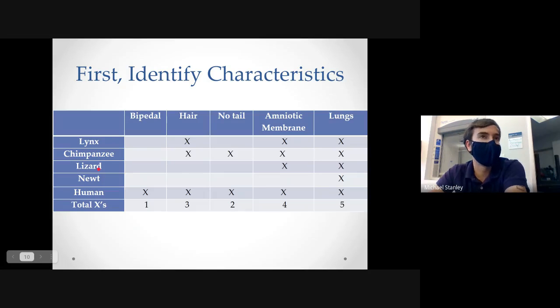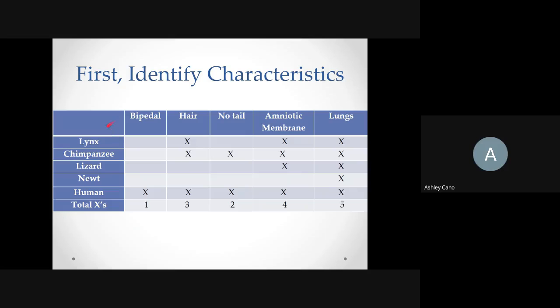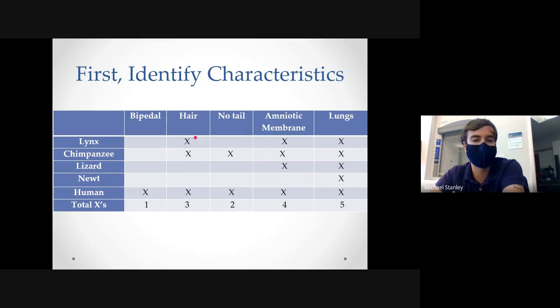What would go in our number 3 spot? What would be our third most simple organism? Third most unrelated. The lynx. Mm-hmm. Lynx has 1, 2, 3 traits. That's more than the lizard and the newt. So lynx would go next.